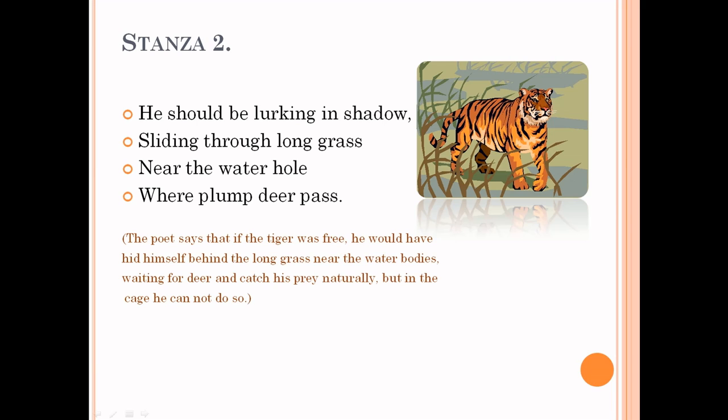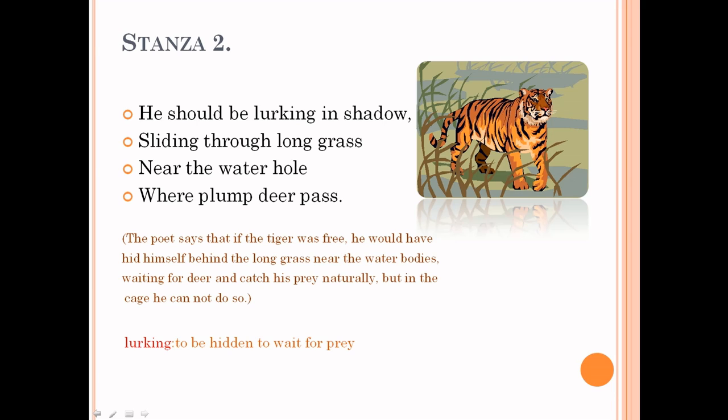Stanza 2. He should be lurking in shadow, sliding through long grass, near the waterhole, where plump deer pass. He, that is tiger, and lurking means to be hidden, to wait for prey. Means जैसे आप हिंदी में कहेंगे घात लगाना अपने शिकार के लिए. So he should be lurking in shadow, sliding through long grass. Sliding means to move smoothly. So the tiger should be lurking in shadow, moving smoothly through long grass.